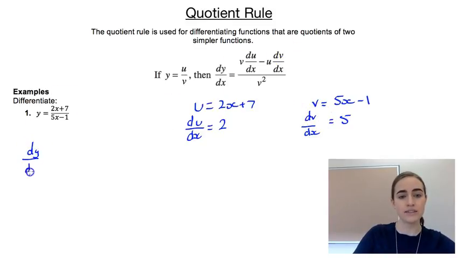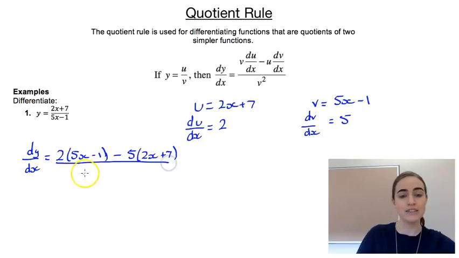So now we know those four things, we're going to substitute them into this formula. So dy dx is going to be equal to v times du dx, so this whole thing times 2, so I'm going to write that as 2 outside of 5x minus 1, minus u times dv dx, so this times that 5. I'm going to write that as 5 outside of 2x plus 7. And then all over v squared. So that's going to be our 5x minus 1 all squared.